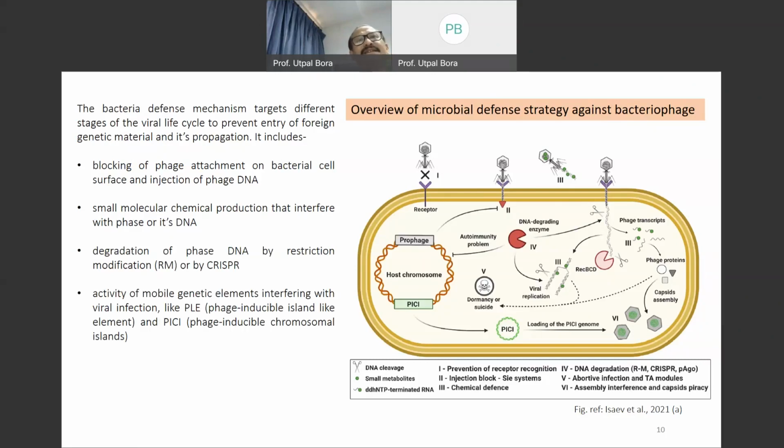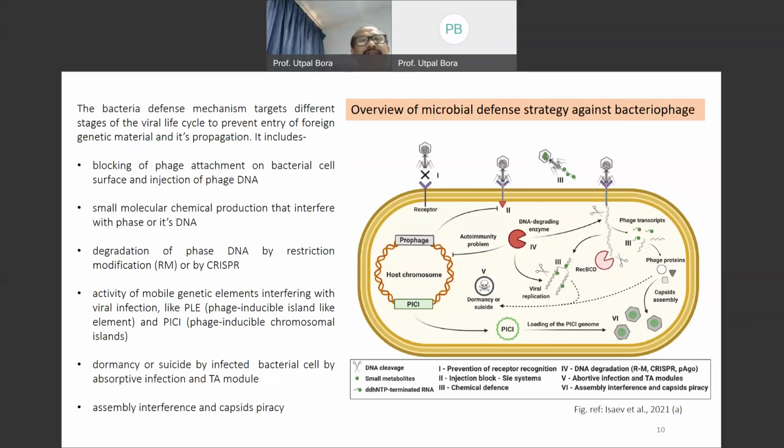Then the activity of mobile genetic elements interfering with viral infection, like PLE, phage-inducible chromosomal islands, and phage-inducible islands-like elements. Now, another method is the dormancy or suicide by infected bacterial cell by abortive infection and toxin-antitoxin module. Okay, so the bacteria will commit suicide so that it doesn't become a source of infection for others nearby. Then assembly interference and capsid piracy.